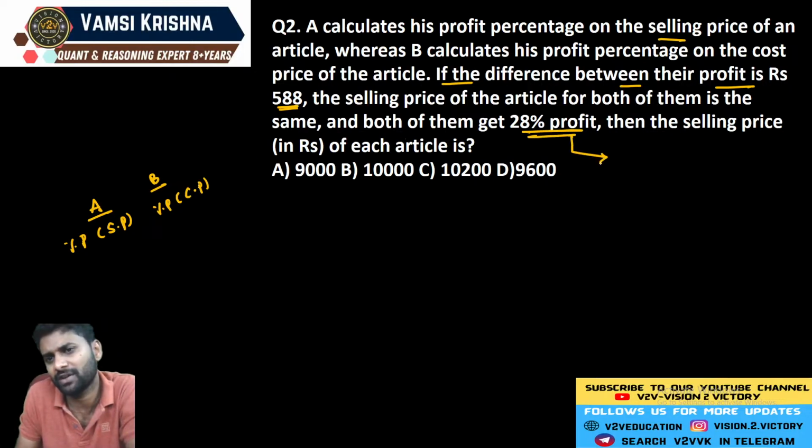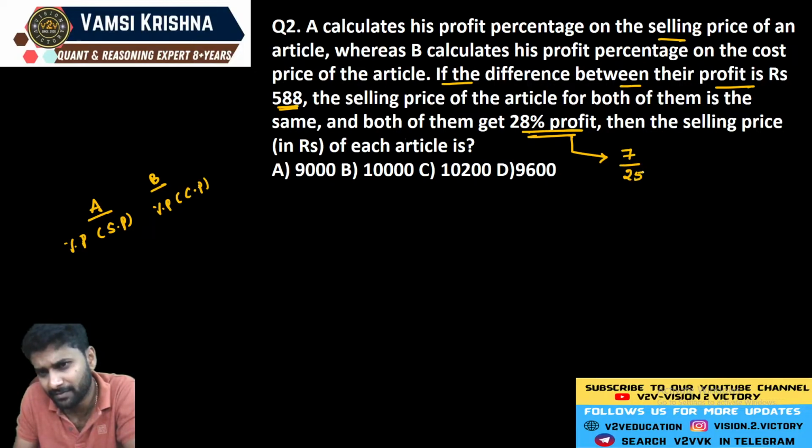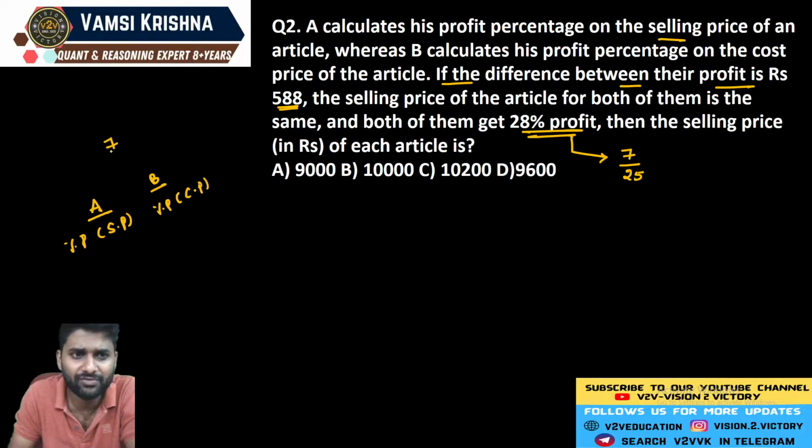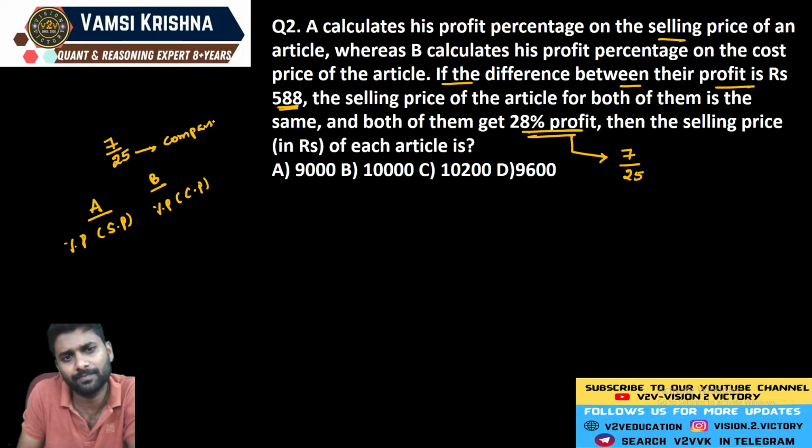Now see, converted into a fraction. 28% is exactly equal to 28 by 100. It's a value of 4, you see, 7 4s are 28, divided by 25. Now the question here: 7 by 25 is the profit percentage. But here A is calculated based on selling price, B is calculated based on cost price. Remember that. So whatever the comparison value.